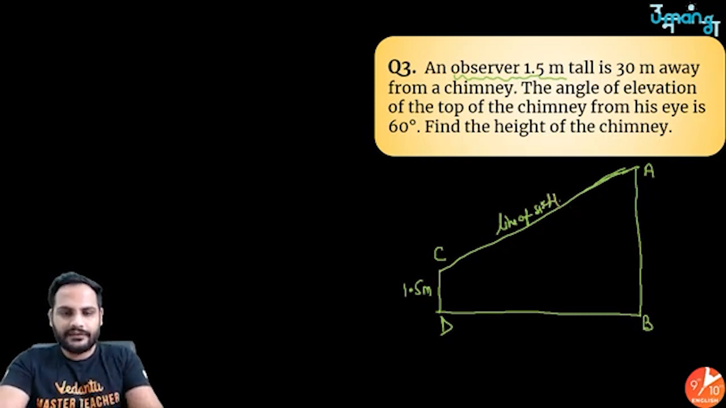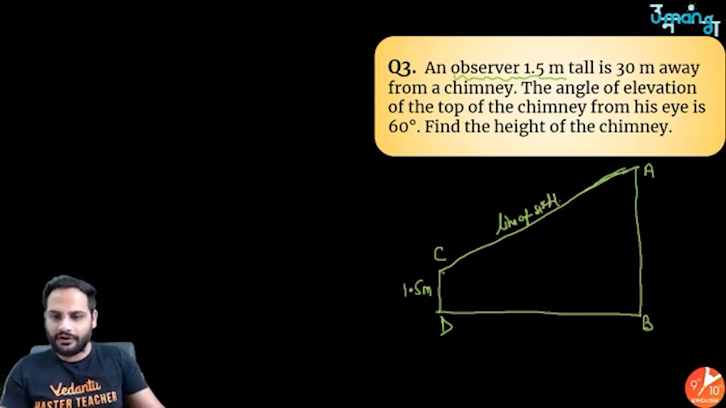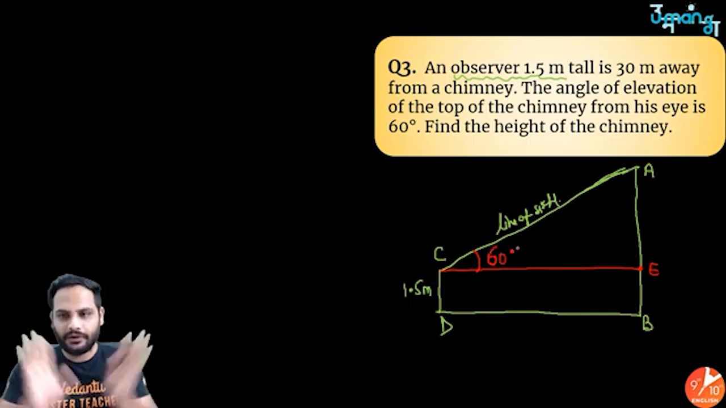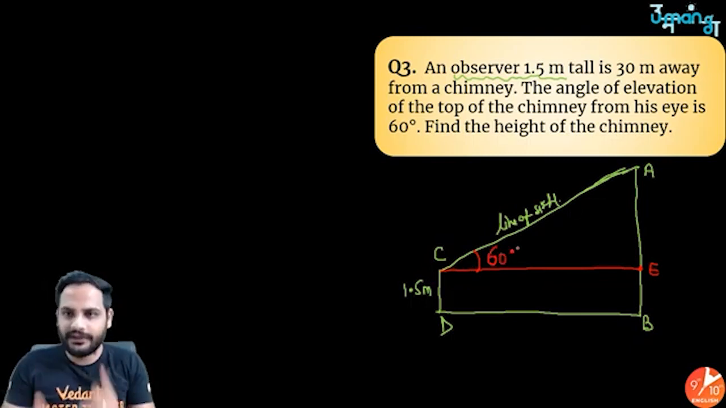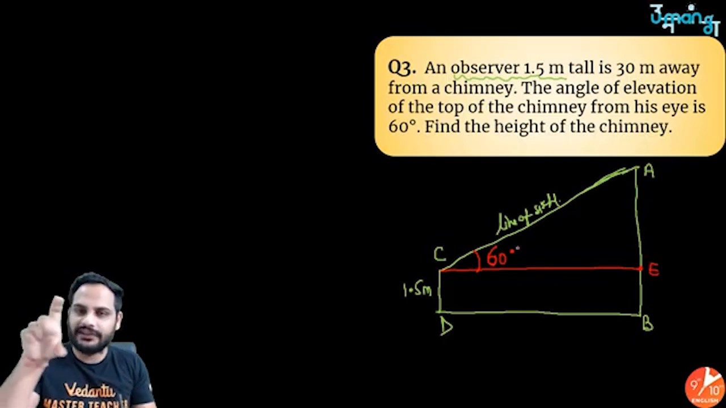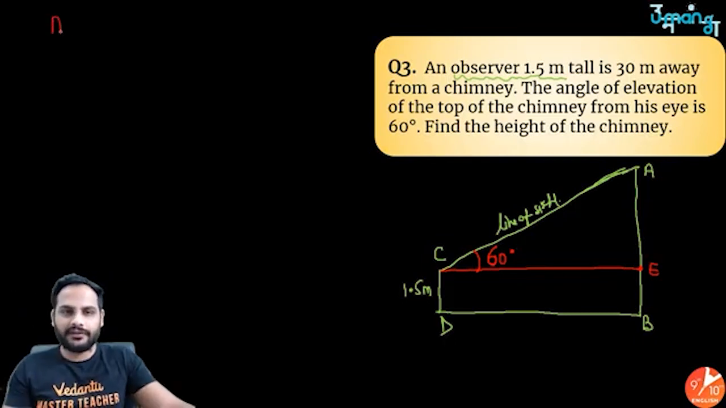Then the second thing, from the eye of the observer, if I draw a horizontal line, let's say point E, this will be our horizontal line. So the angle between these two will be your angle of elevation, and this angle of elevation is given as 60 degrees. Got it? That is what the question was saying. Now we need to find the height of the chimney, that is AB. I need to focus on that part.